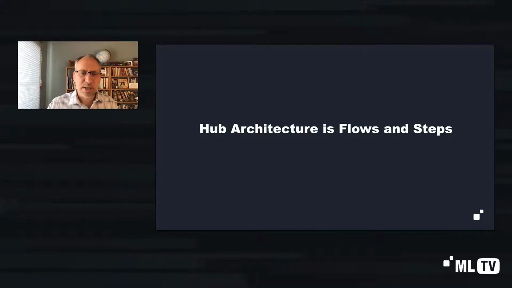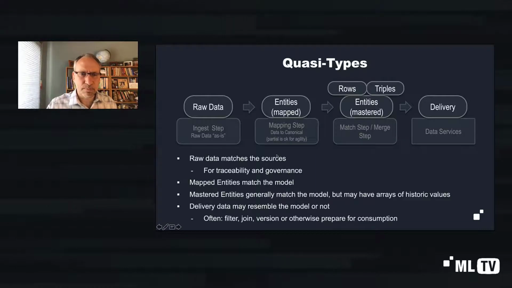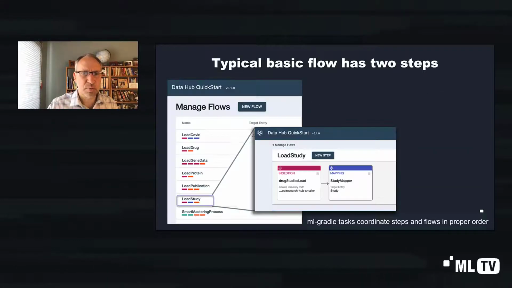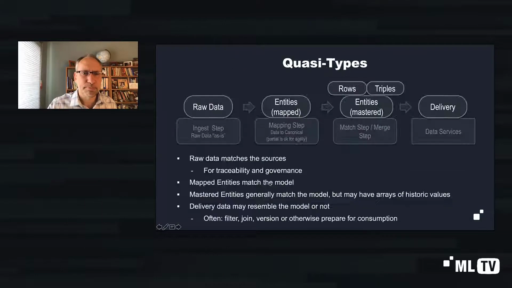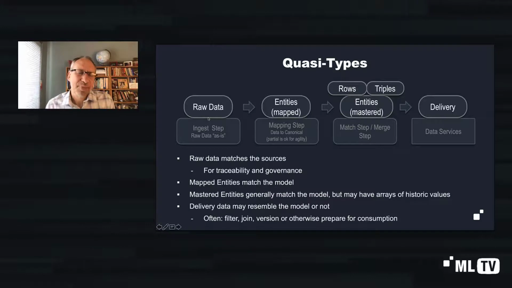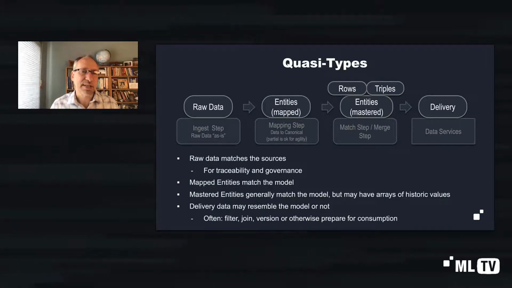Okay, so our architecture is flows and steps. Probably, I just say these are flows in the Quick Start GUI, and these are the steps, 2 steps inside of one flow. So this is what we're talking about. But what I'd like to point out is that we have some quasi-types. That's not a real word, but I just made that up. We can think about having one type of data, which is raw data. That's the data where the values and the headers are really the same as the source system. Then we apply usually a mapping step, and we turn it into more of a canonical piece of data.